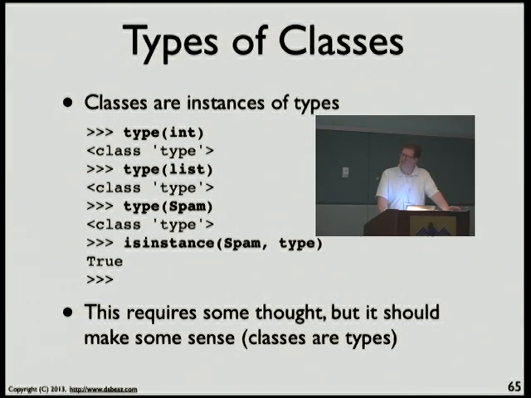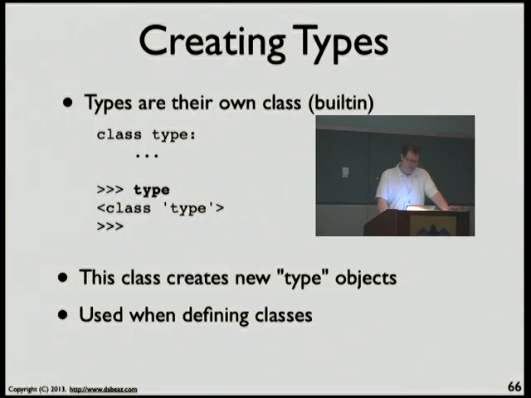Okay, well, if it's an instance of a type, then type must be a class somewhere, because that's what classes make instances. And it turns out that there is a class type. And what does a class type make? It makes instances of types, just like a class spam makes instances of spam, or a class int makes instances of ints. So there is this type object that makes instances of types, and it turns out that this is what makes classes in Python.